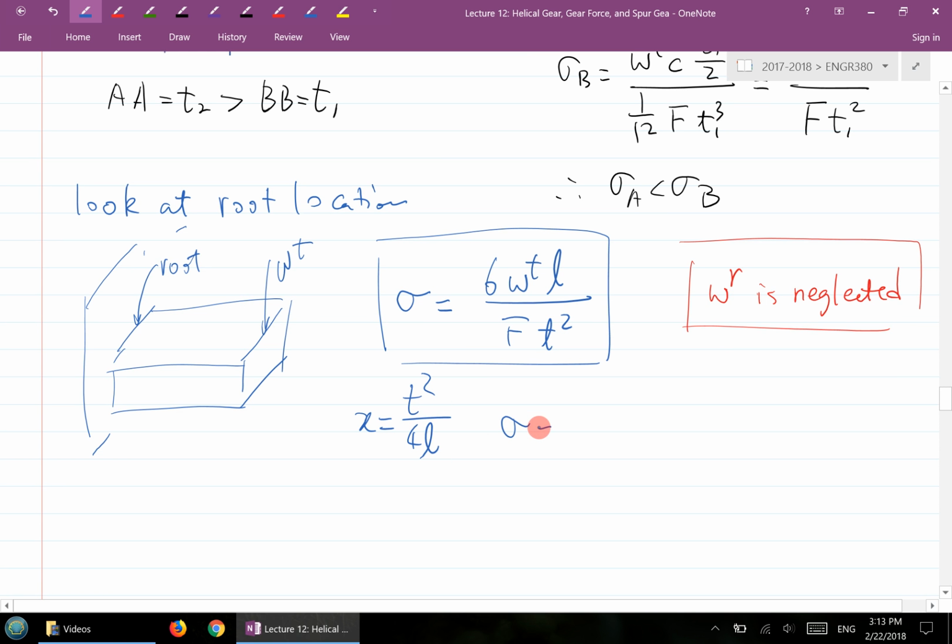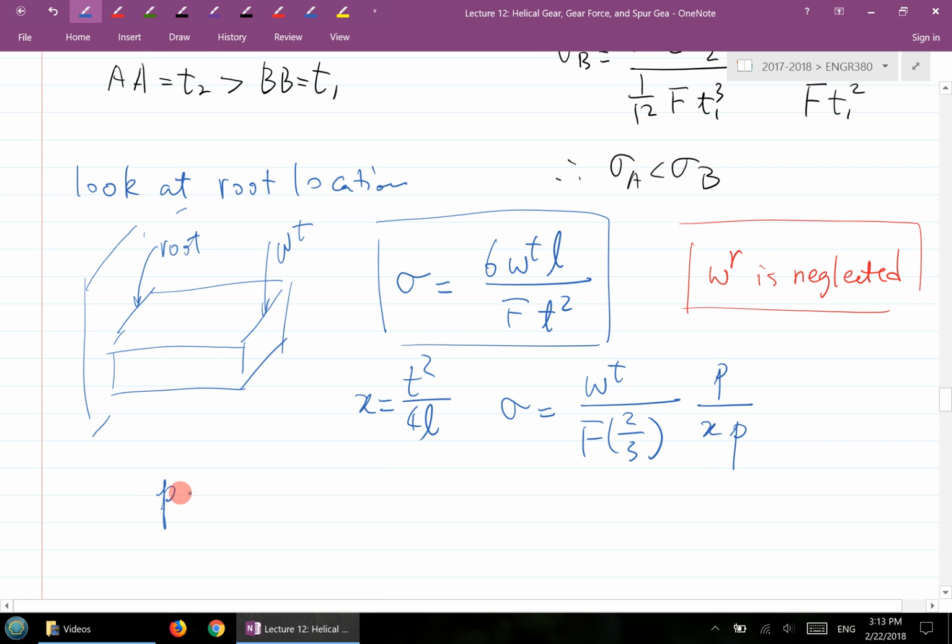So we can rewrite this sigma into the following equation here, and the p here is the circular pitch. So here's your p. It's the same thing, just a different way of writing this stress here.